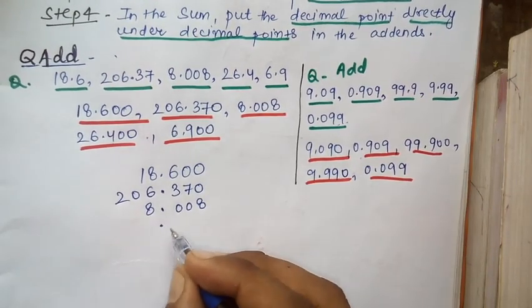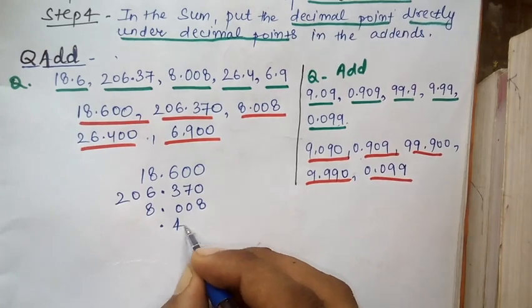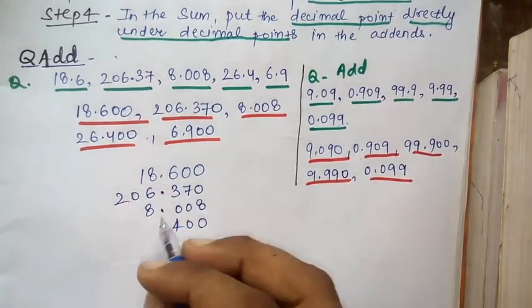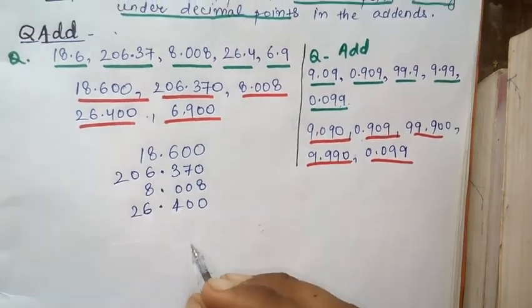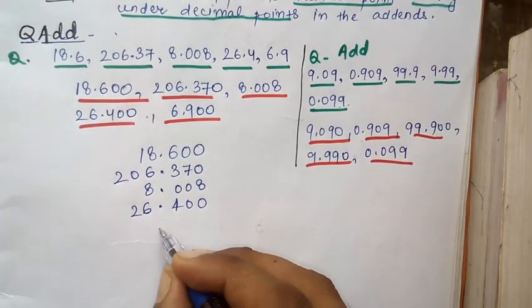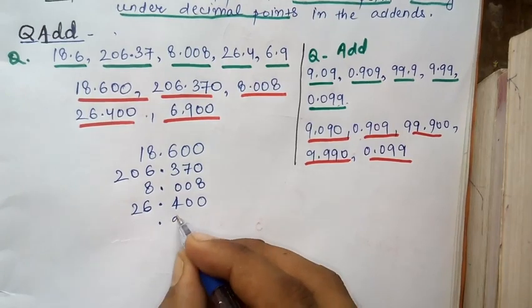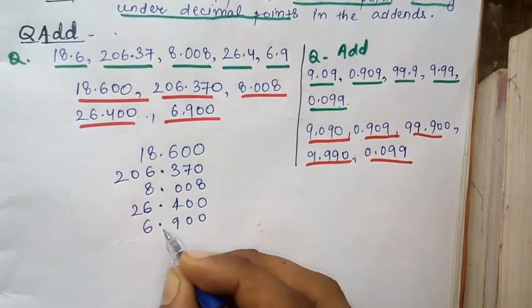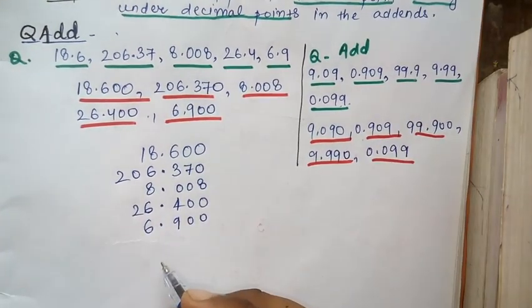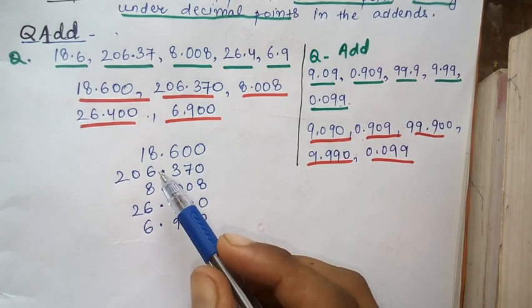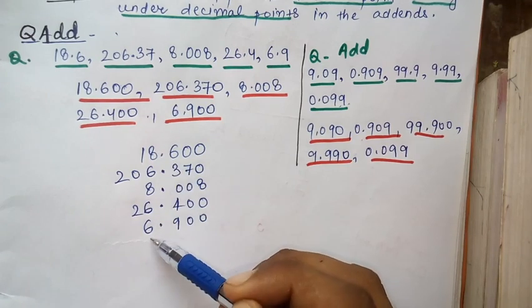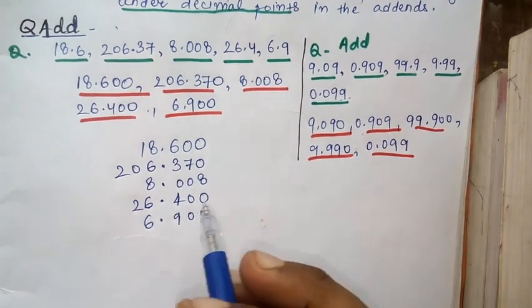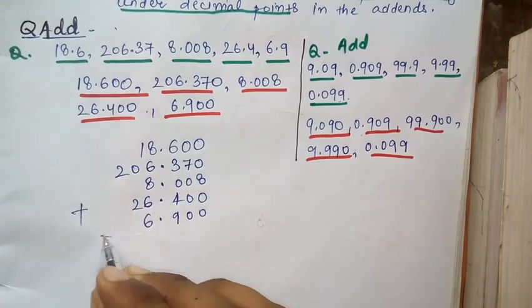Again 0.400 and whole number part 26. In the last one 0.900 and 6. After arranging them in a column, you can see that we have written the digits of the same places in the same column. Now we will perform addition.